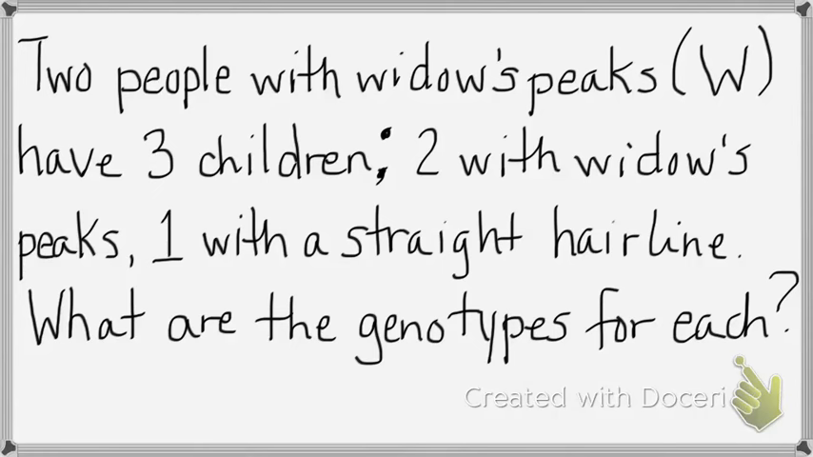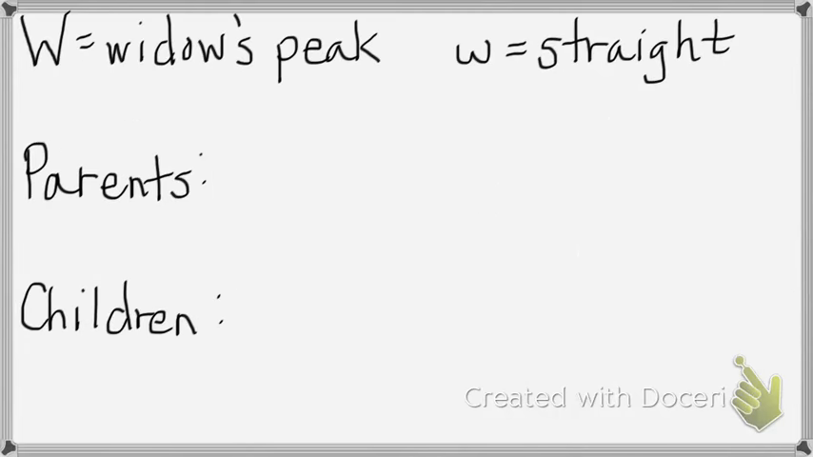So let's start with the parents. Both of the parents have widow's peaks. They have to be heterozygous. That's right. And then let's start with the easy kid. One of those kids is easy. Which one's the easy kid? It's the recessive one. Because the recessive one for sure is little w, little w.